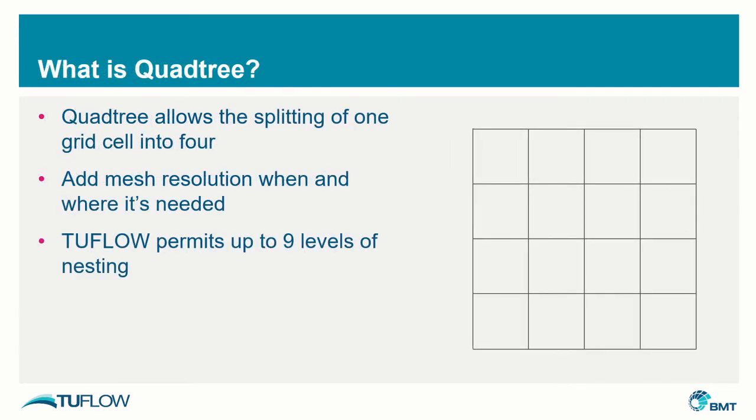Let's start with what Quadtree is. It's a new feature in TUFLOW as of the 2020 release that will enable you to refine your mesh resolution by dividing a single cell into 4 down 9 levels. And in doing so, by using this feature, you can increase your mesh resolution wherever you desire within a model.